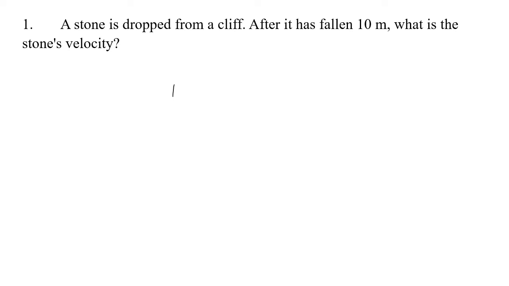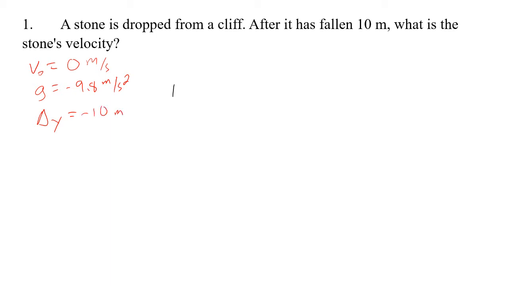Okay. Number 1 says a stone is dropped from a cliff after it has fallen 10 meters. What is the stone's velocity? So what do we know in this problem? G is equal to negative 9.8. We know initial velocity since it's dropped is 0. Delta y is 10 meters. Is it going 10 meters up or 10 meters down? Down, so it should be negative 10.